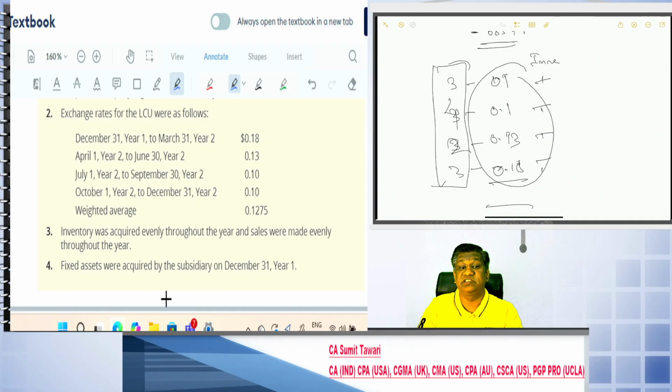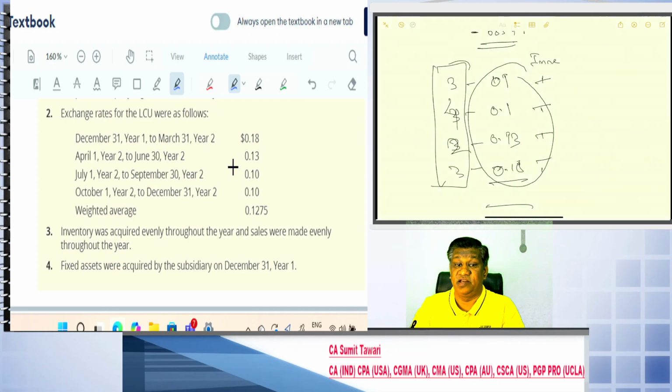Fixed asset we acquired on the first day of the year, like on December 31st of year 1, and the rate applicable on that date is 0.18. So the historical rate for the asset is 0.18 and the historical rate for the inventory is 0.1275. It is basically the weighted average of all four rates. Clear?